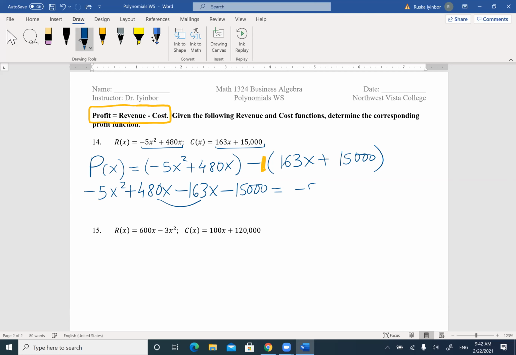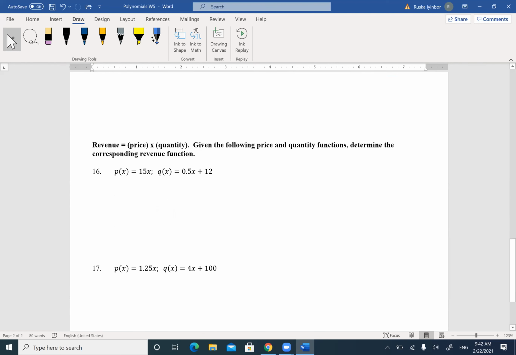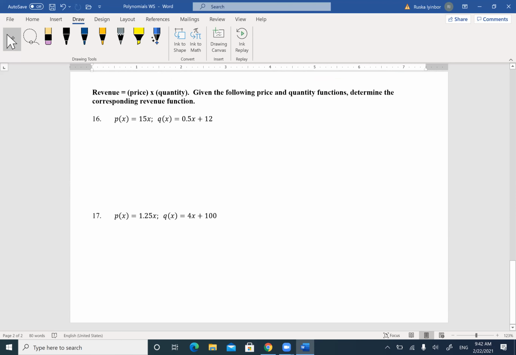So it's going to be negative 5x squared, and then plus, here we have to subtract 480 minus 163. That gives me 317x. And bring down minus 15,000. Okay? And that should be my final answer. That's the function of the profit. That's the profit function. Okay? And then we have one more the same way. I'm going to skip that, the same way. Revenue minus cost.